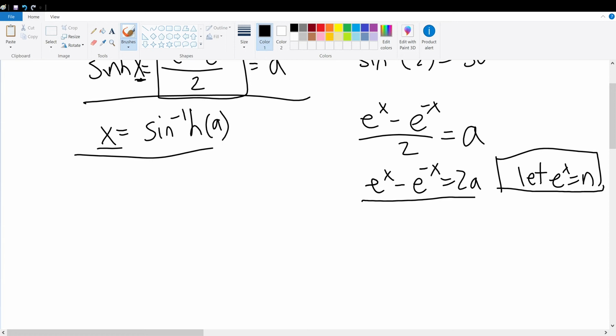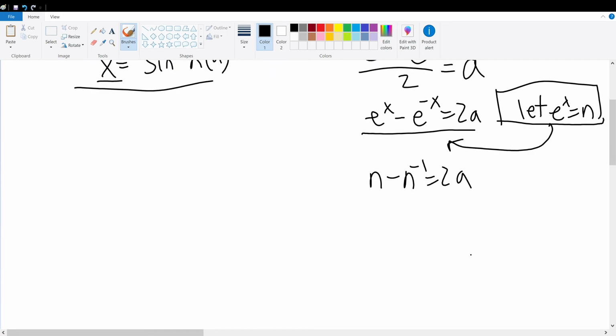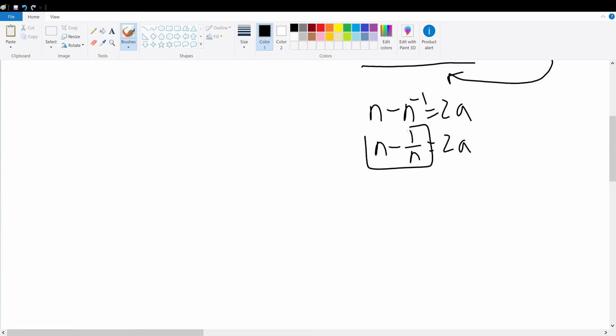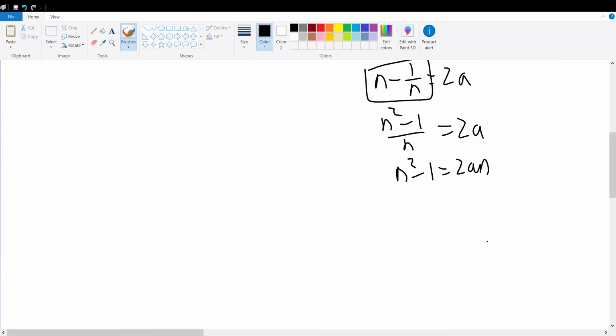So we can substitute our n quantity for e to the x power: n minus n to the negative first power is equal to 2a. N to the negative first power is 1 over n, so n minus 1 over n is equal to 2a. We can combine n minus 1 over n to get n in the denominator and n squared minus 1 in the numerator equal to 2a. Multiply n on both sides to get n squared minus 1 is equal to 2an. Subtract 2an on both sides to get n squared minus 2an minus 1 is equal to 0.